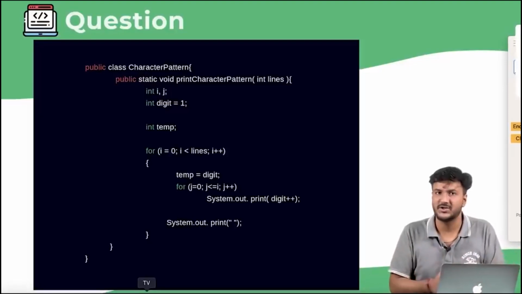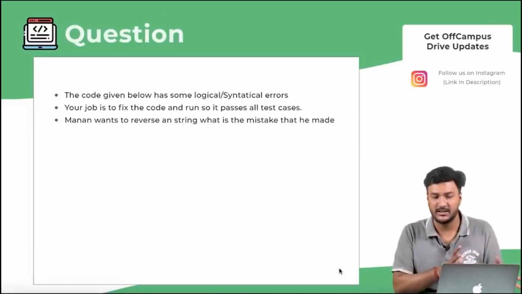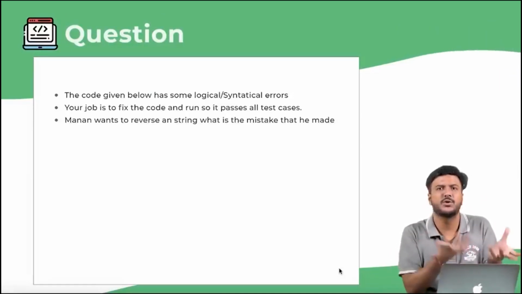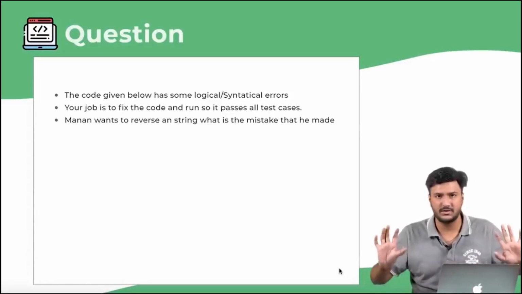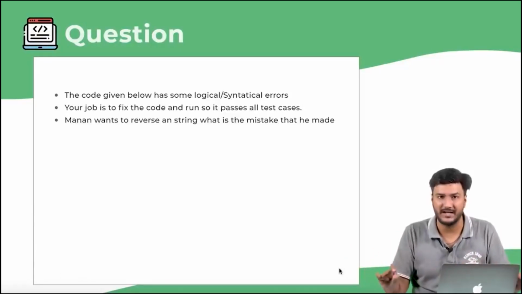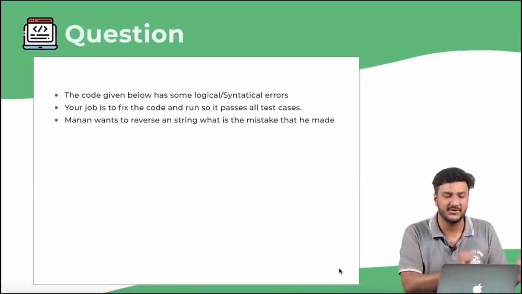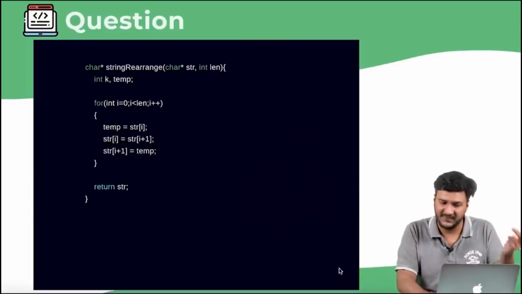Let's go ahead to the next question. What Manan wants to do is reverse a string. Maybe it could be an array also, it depends. Manan wants to reverse an array. That array could be of int, or it could be of characters. In the case of characters, it's called a string. Now what mistake has he made? In that case, you have to find that out and fix it.